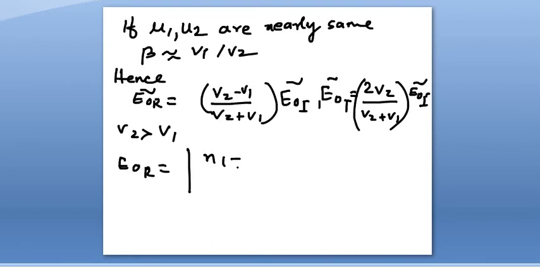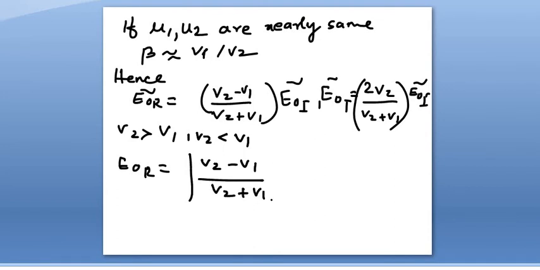We will take the modulus. Whatever it comes, we will go by it. So rather than that, let us take it in terms of modulus, because there can be two conditions, V2 greater than or less than V1. So V2 minus V1 by V2 plus V1, either way it is fine, times E0I, and we'll take the modulus.